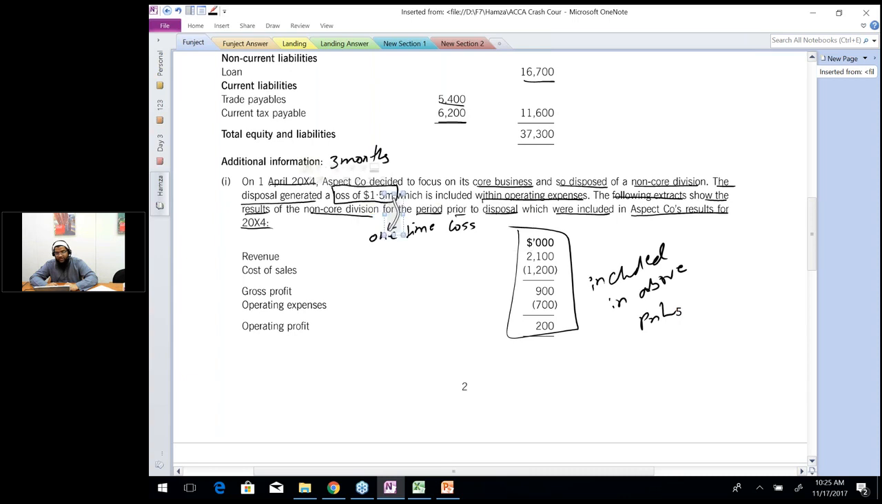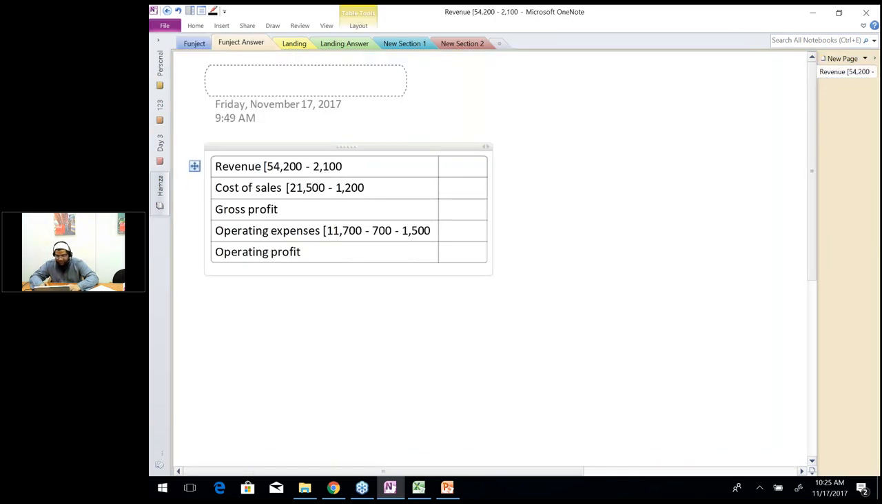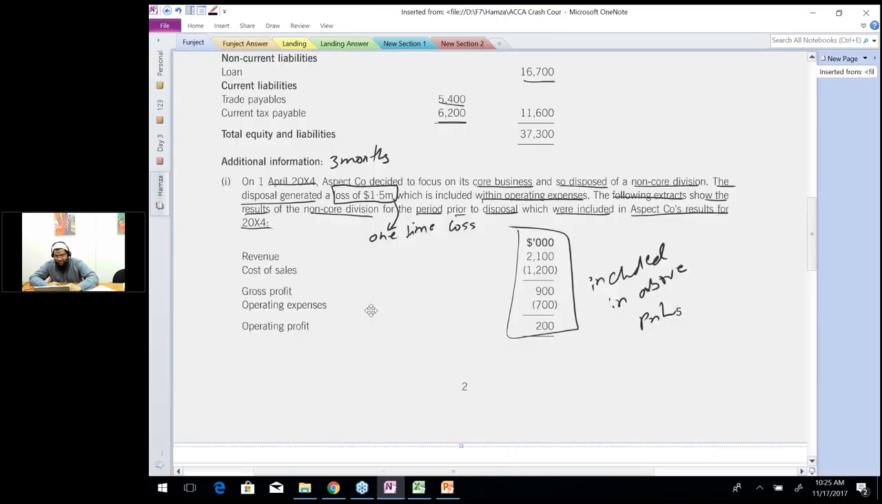This is also included in the operating expenses. So we are removing this because it's one time. So this way we are going to get the final amounts of the revenue and the cost of sales. But right now we haven't completed all of the adjustments, so we also need to see adjustment number 2 and 3. Meanwhile, if there is any confusion in adjustment 1, you people can ask.